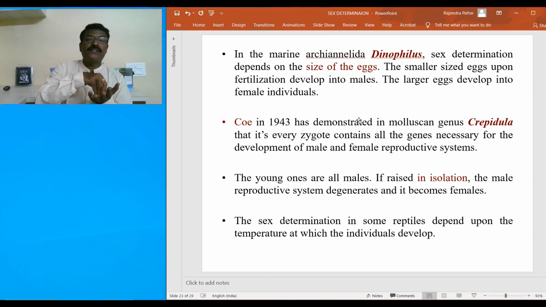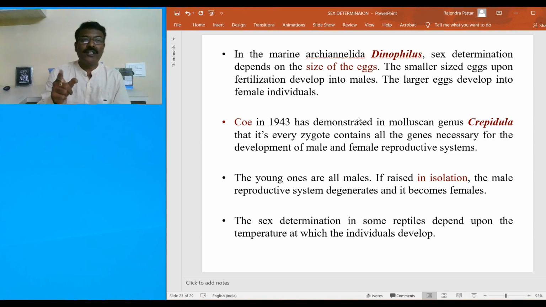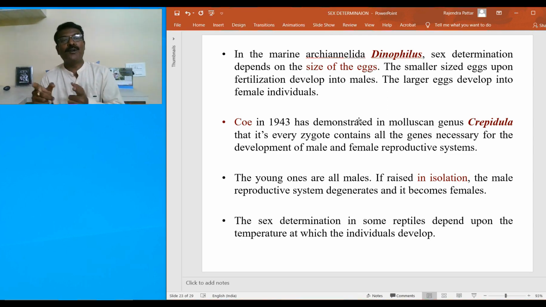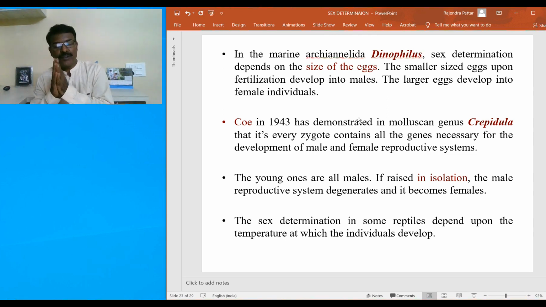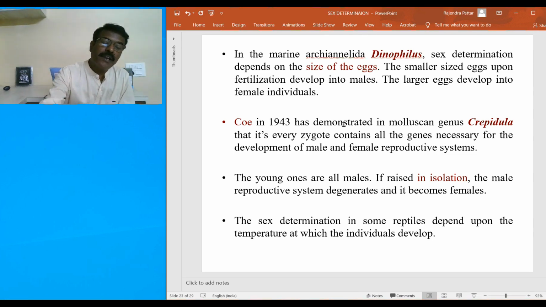How is that? Size of the eggs. The size of the eggs produced by the female individual. If the size of the egg is smaller, after fertilization that smaller sized zygote would develop into male. If the size of the egg is bigger, after fertilization that fertilized egg would develop into female. So smaller sized eggs after fertilization develop into male, and larger sized eggs after fertilization develop into female individuals. This is actually a fact that occurs in the case of Dinophilus, which is a marine annelid.